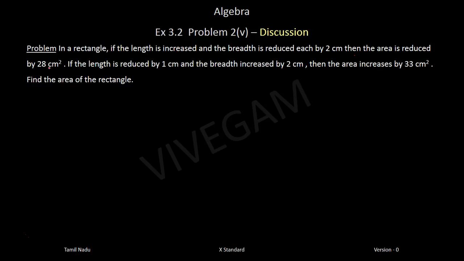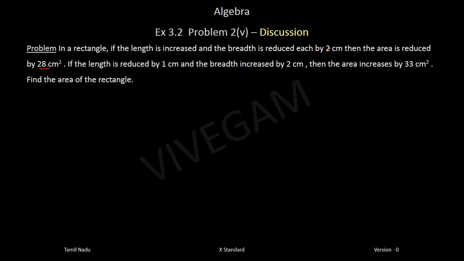So all we need to find is a new area and the old area and convert this condition into an equation. Similarly, if the length is reduced by 1 cm and the breadth is increased by 2 cm, the new length will be x minus 1, since the length is reduced, and the breadth is increased, so it will be y plus 2. Find that area of the rectangle and convert this condition into an equation. Okay, so that is how this problem needs to be solved.